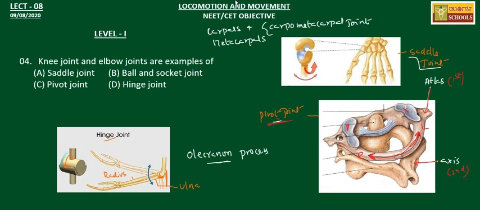So the knee joint and elbow joint. Here this is the elbow. The knee joint also will be in the same way. The knee joint and the elbow joints are examples of the hinge joint, not the saddle, pivot or the ball and socket type of joint. So let's see the next question.